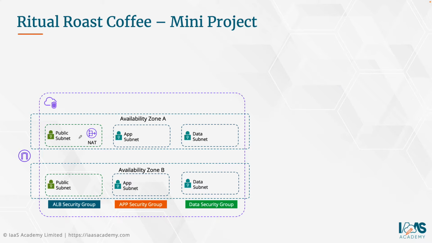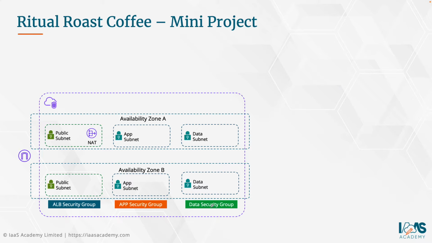Now, within the public subnets, we will be deploying a NAT gateway, and this is to facilitate any internet requests that our applications might have from the private subnet. Obviously, we'll need an internet gateway. And in addition to that, we'll also need to ensure that we allocate some security groups.